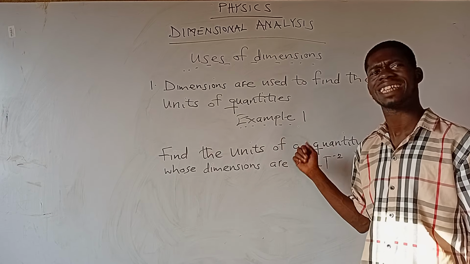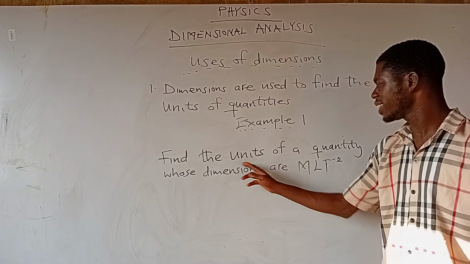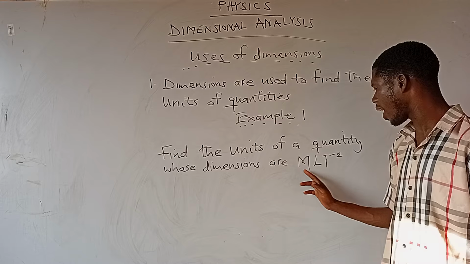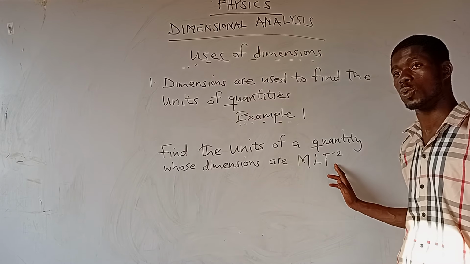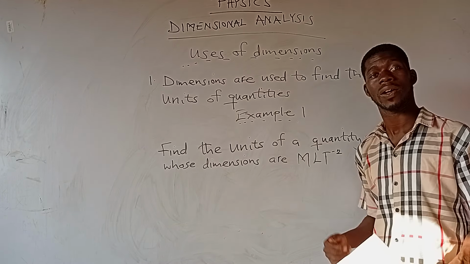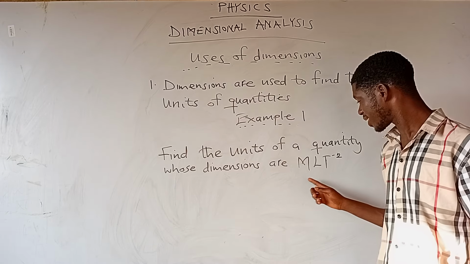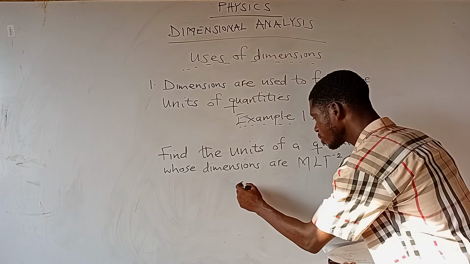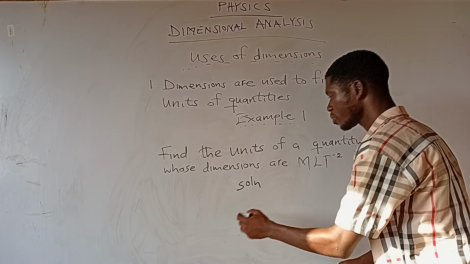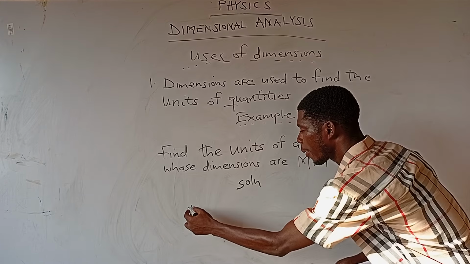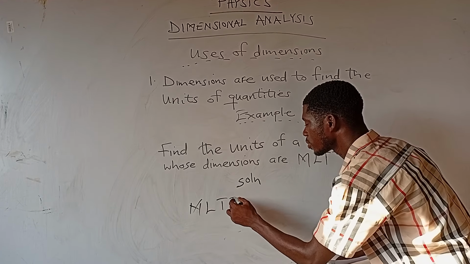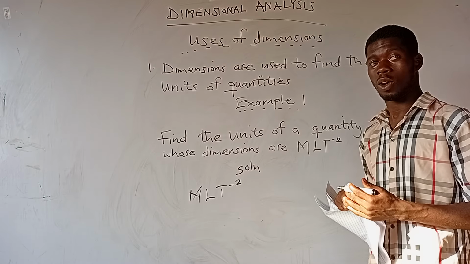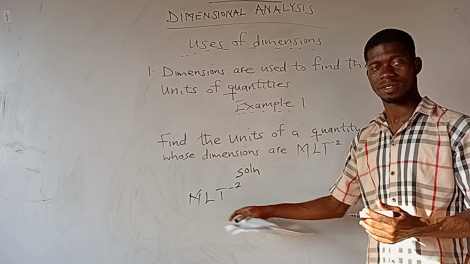First example, that's example one. It says, find the unit of a quantity whose dimensions are MLT^-2. So you should find the unit of a quantity whose dimension is MLT^-2.